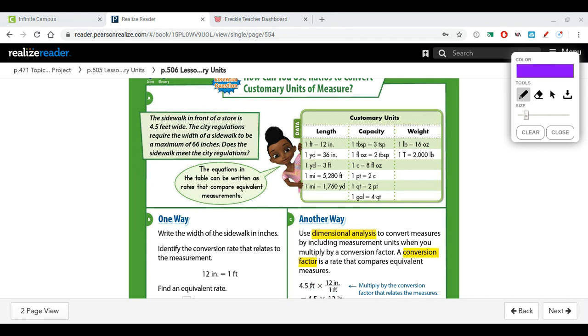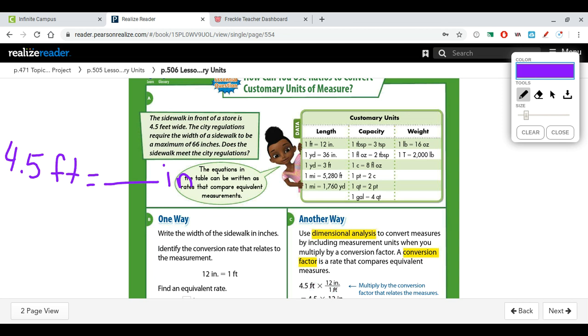Our problem that we're going to take a look at says the sidewalk in front of a store is 4.5 feet wide. The city regulations require the width of a sidewalk to be a maximum of 66 inches. Does the sidewalk meet the city regulations? Okay, so I am going to convert 4.5 feet into inches. I want to know 4.5 feet is equal to how many inches to see if I have enough.